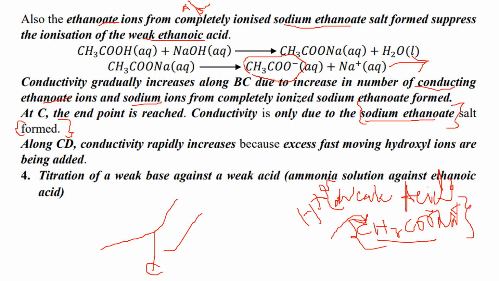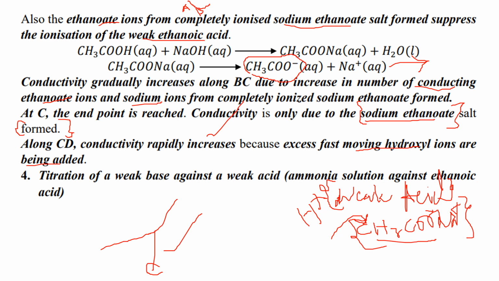Now, further than the endpoint, it is always going to be the ions that are coming from what you are adding. For example, along CD, conductivity is rapidly increasing because you are adding excess sodium hydroxide. That means that sodium hydroxide is providing highly mobile, fast-moving hydroxyl ions that are responsible for the rapid increase in the conductivity.